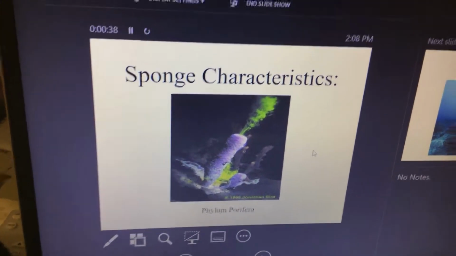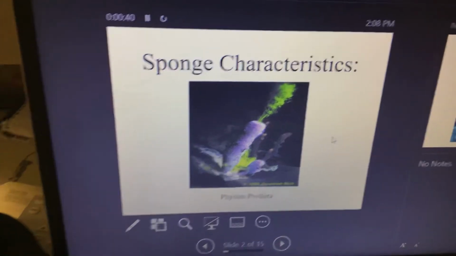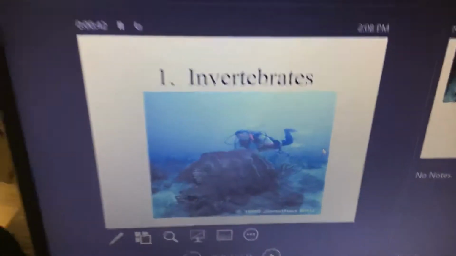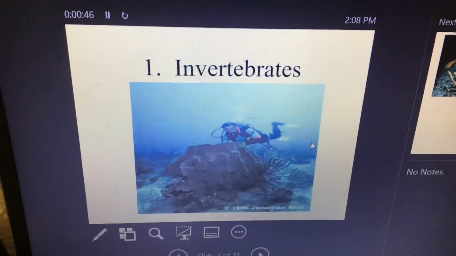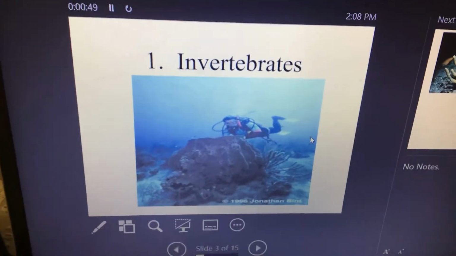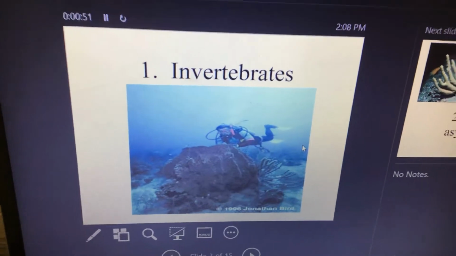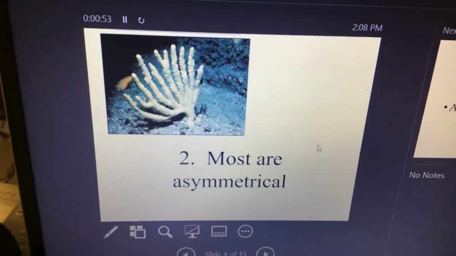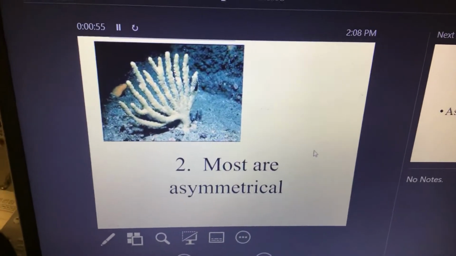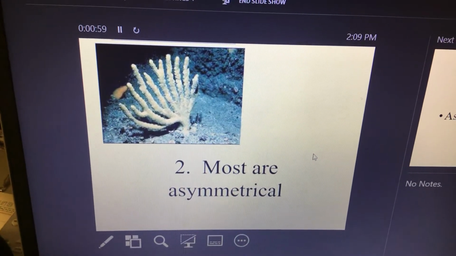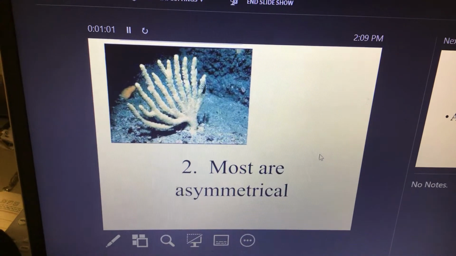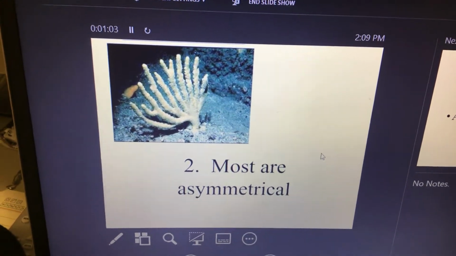So sponges are the simplest animals. If you had to guess, you would say, yes, they are invertebrates, no backbones. The simpler the animal, the fewer pieces and parts and complexities. They are invertebrates, no backbone. Most are asymmetrical, meaning they have no symmetry, which means no matter how you cut it, no matter how you fold it, they are not the same.